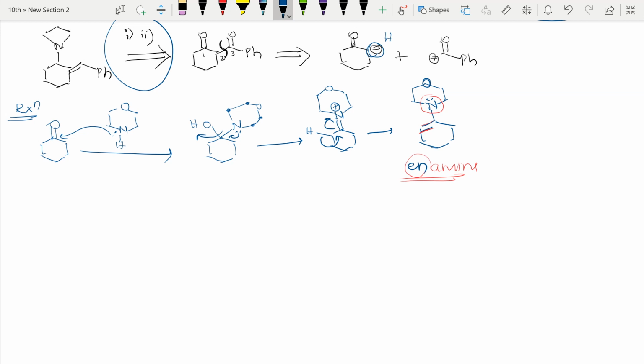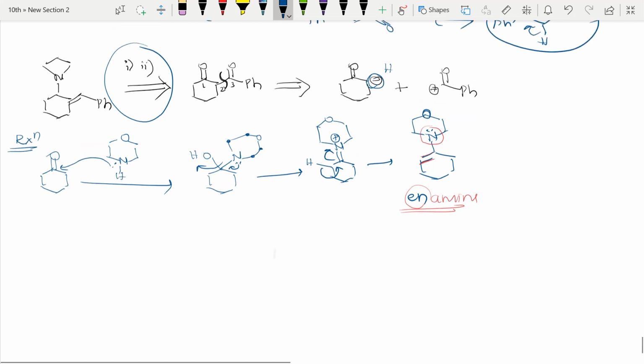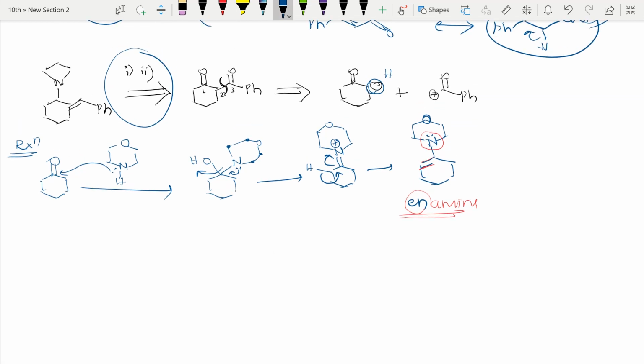So how are we going to synthesize that target molecule? We go through the enamine reaction, right? So here I took this ketone and added morpholine to form the enamine. Further I should add this one, PhCO. Instead of writing plus, I can write Cl here, right?